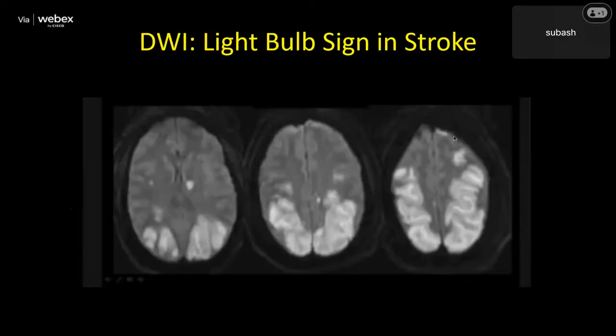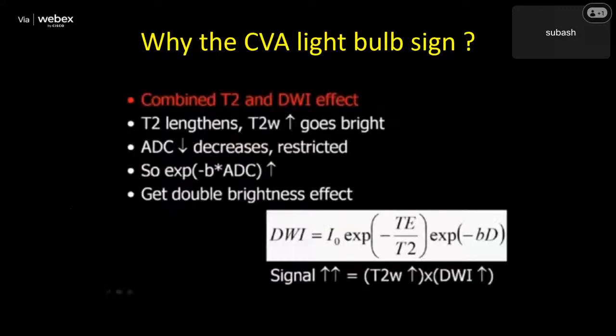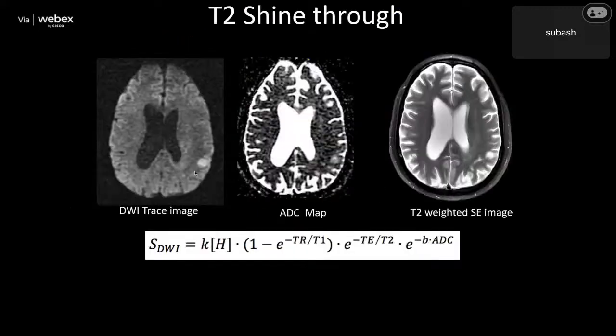So this is a light bulb sign in stroke. What happens, there are some areas which already have high T2. When high T2 is there and restricted diffusion is superimposed, the areas become more bright. So that means light bulb, we call it light bulb sign. So it has become brighter. The combined effect of T2 and diffusion weighted effect is that T2 lengthens, so the T2 weighted image goes bright, and ADC is reduced because of the restricted diffusion. So you get a double brightness on the image. Okay. So you can see here.